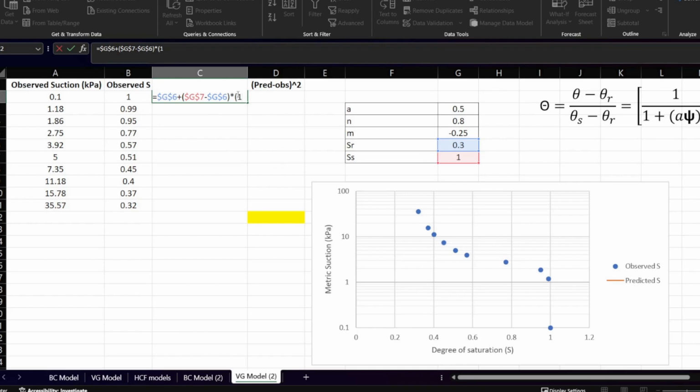Then we'll write 1 upon 1 plus, in the denominator, a psi to the power n. The value of a is here; let's lock this value. The value of psi is going to be the observed suction value, that's going to be here, and we'll not lock it because we want to vary this value over this table. Then we'll close the bracket, and the whole power is to the power m. The value of m is here, and lock this one also.